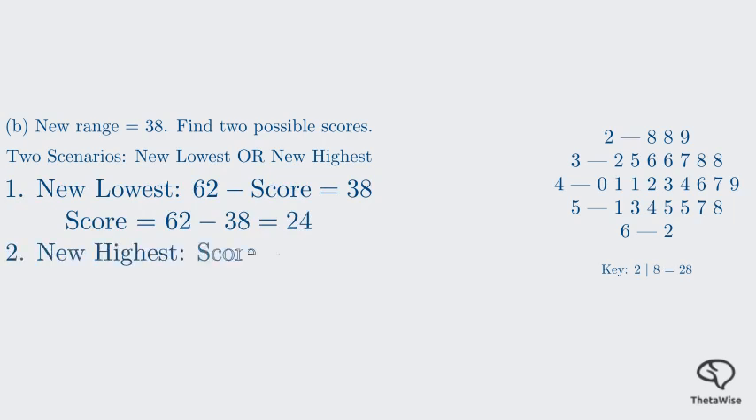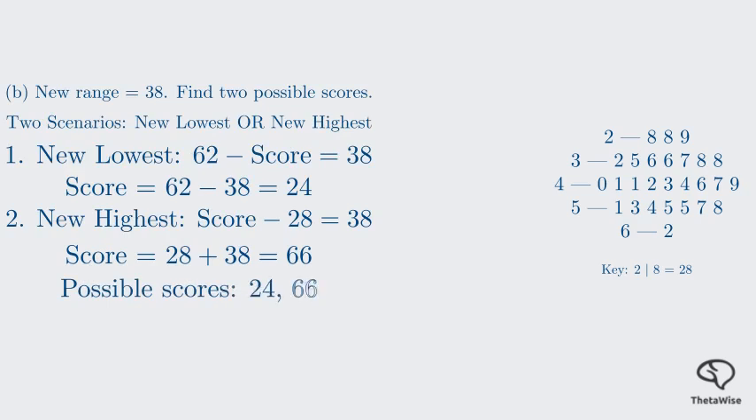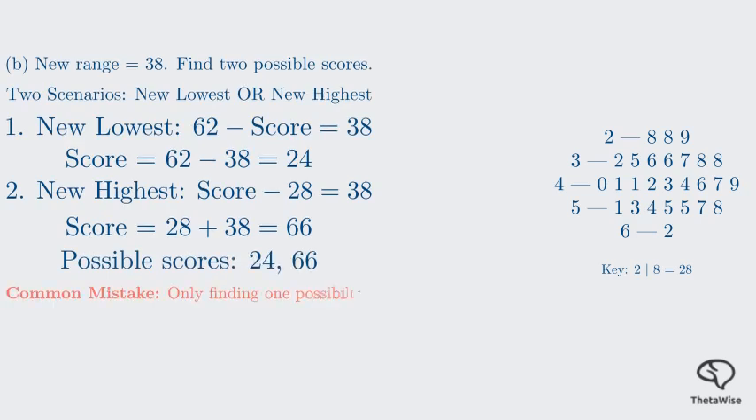In scenario 2, if 28 is still the lowest, and the range is 38, then the new highest score is 28 plus 38, which equals 66. So, the two possible scores are 24 and 66. A common mistake here is only finding one of the two possibilities. The question asks for both, so always look for how the gap could expand in either direction.